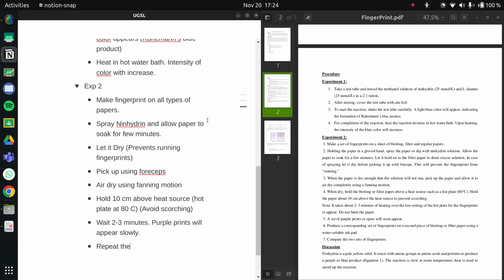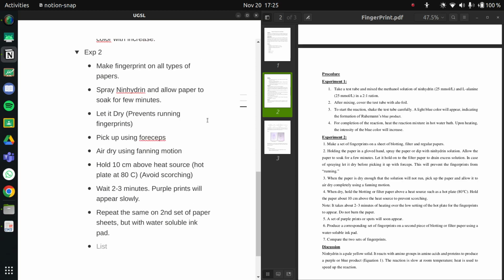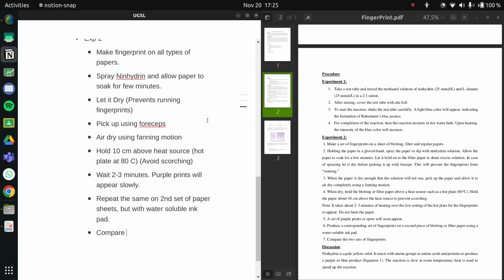Repeat the same on a second set of paper sheets, but with a water soluble ink pad. Then we'll compare results on the two sets. Okay, cool.